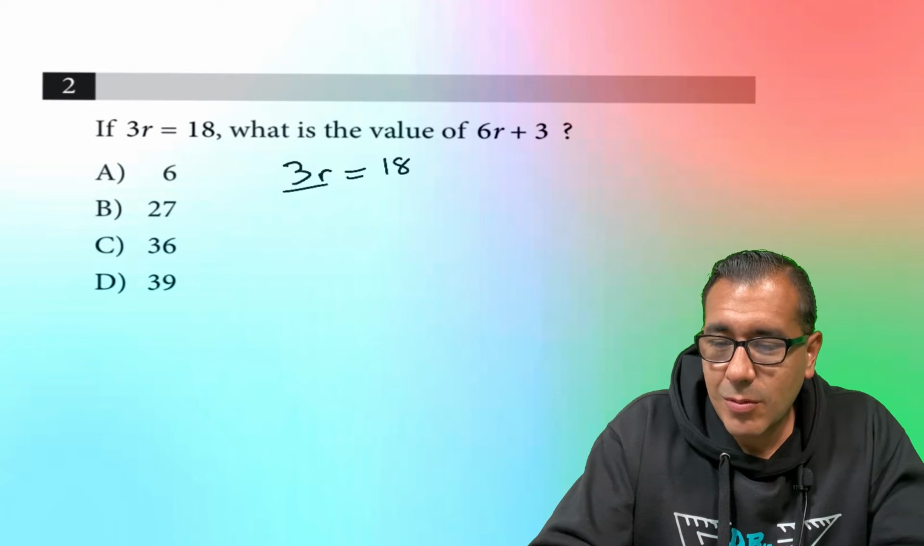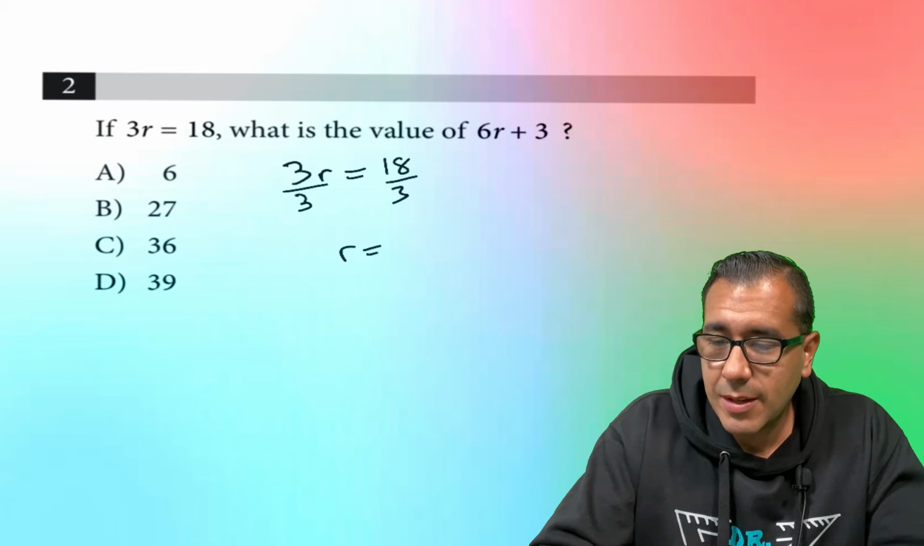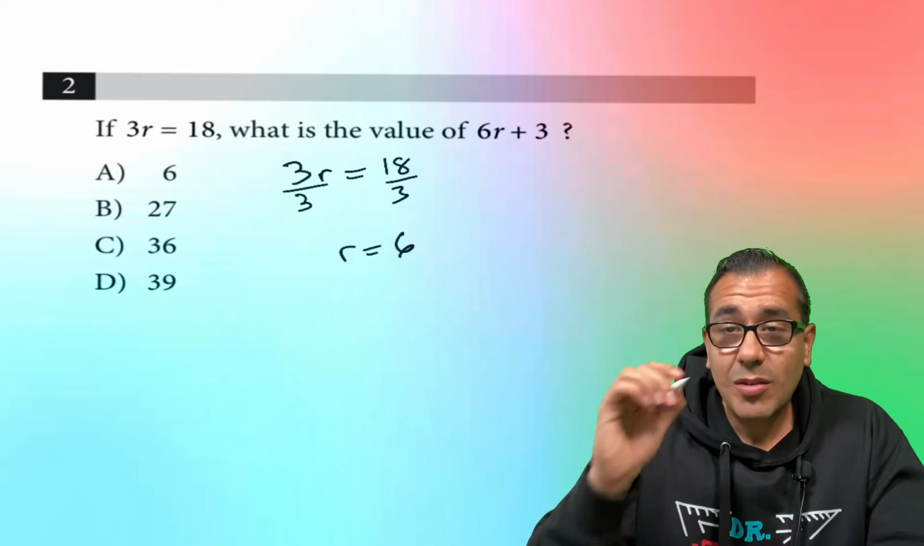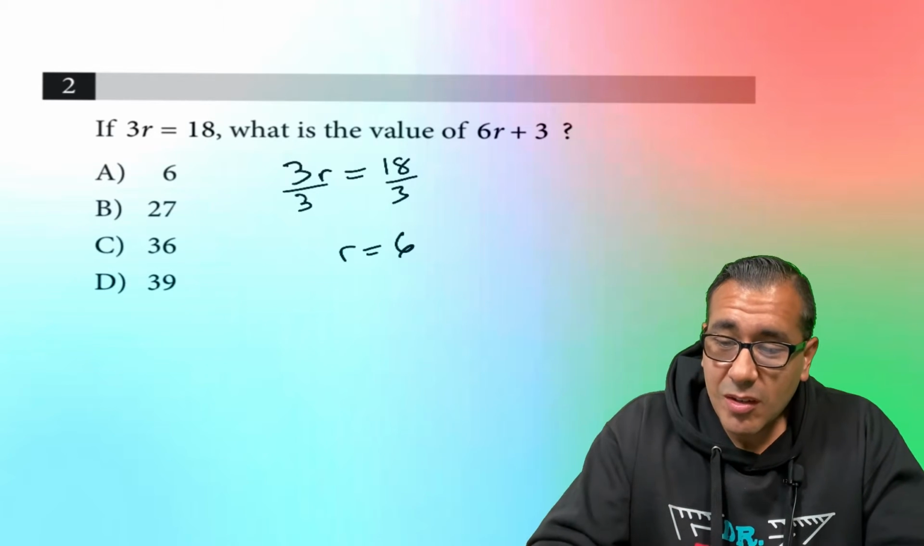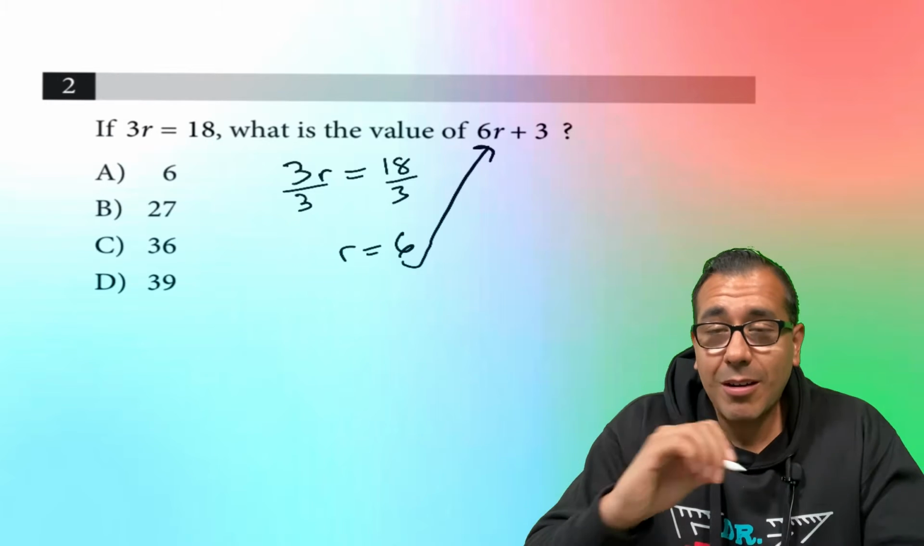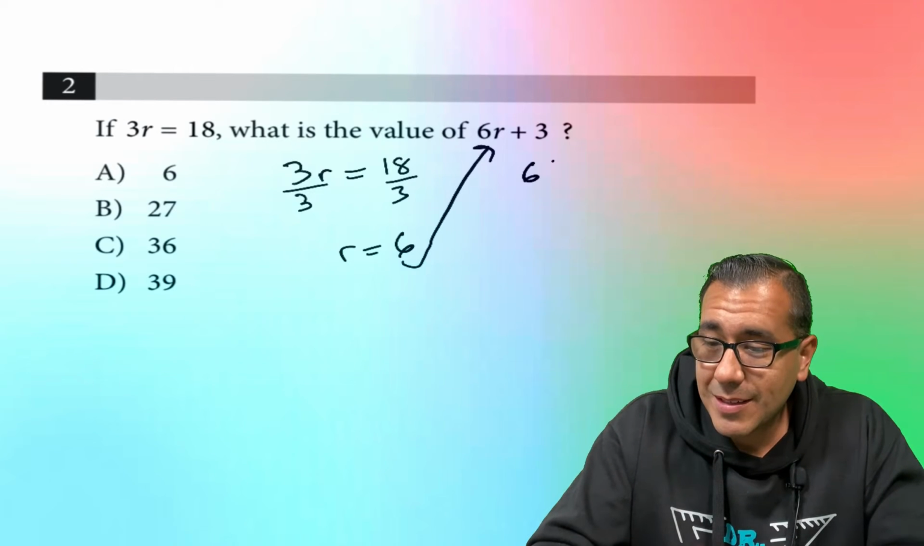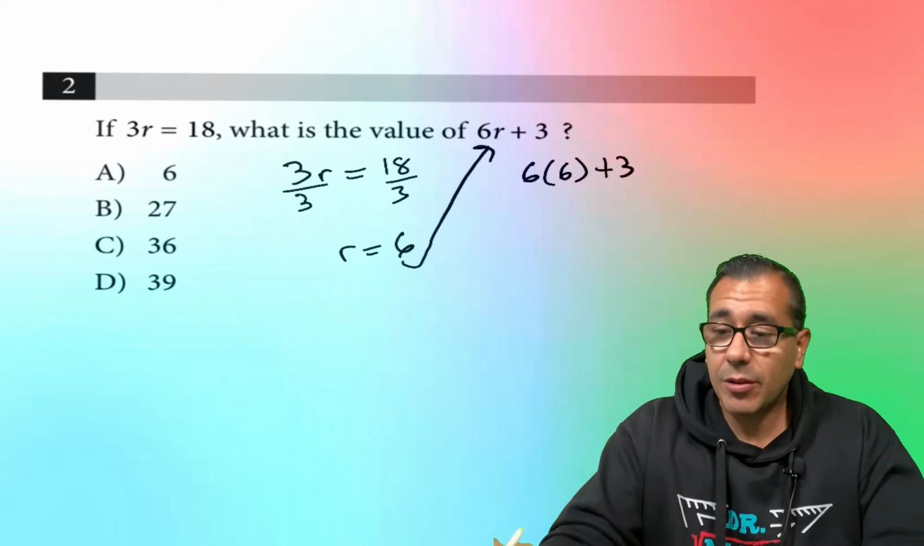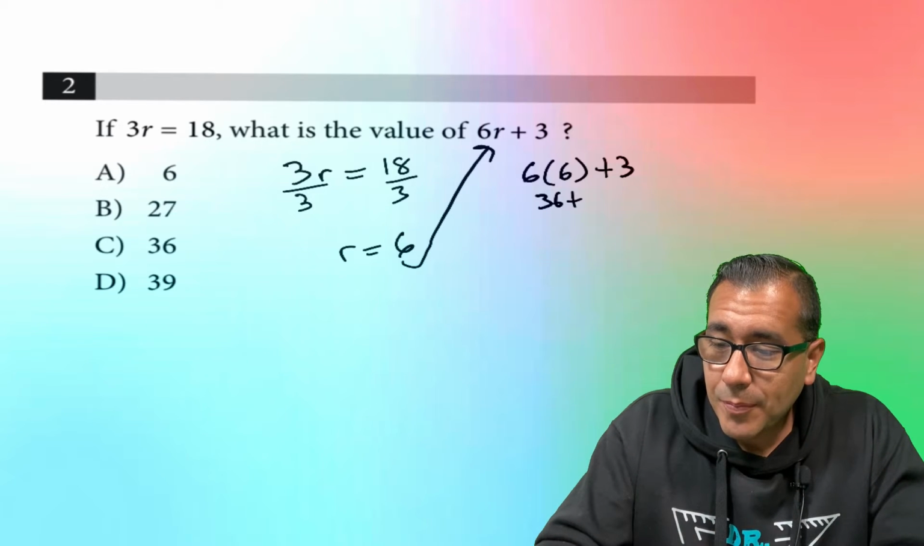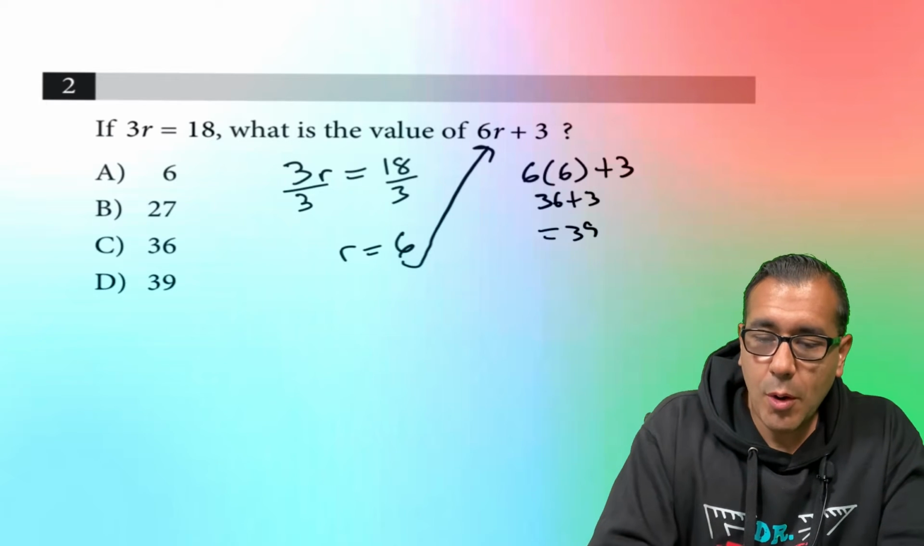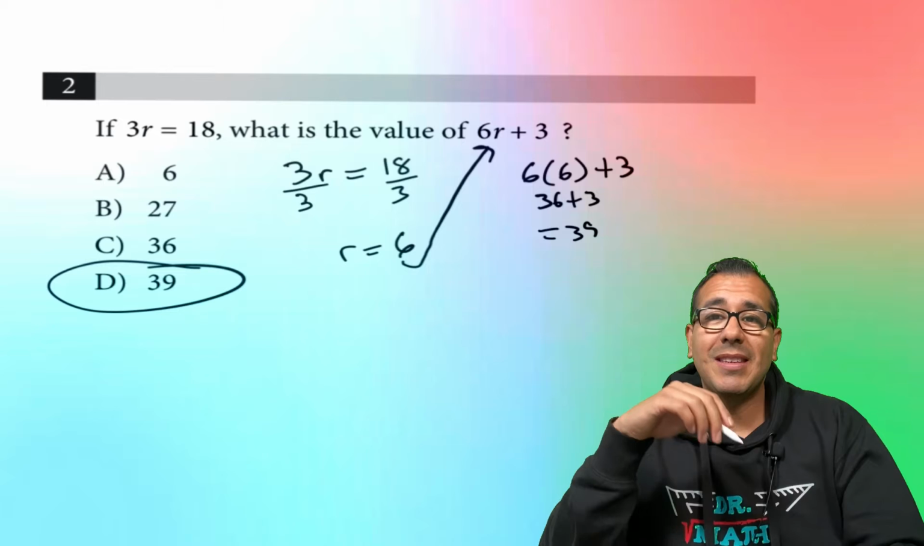Let's solve this. We're going to divide by 3, right? We're using our algebra skills, and we're left with 6. So now that we know that r equals 6, what we're going to do is plug that r in there. So we got 6 times 6 plus 3. So we got 36 plus 3, and we got 39. Boom. So our answer is D right there.